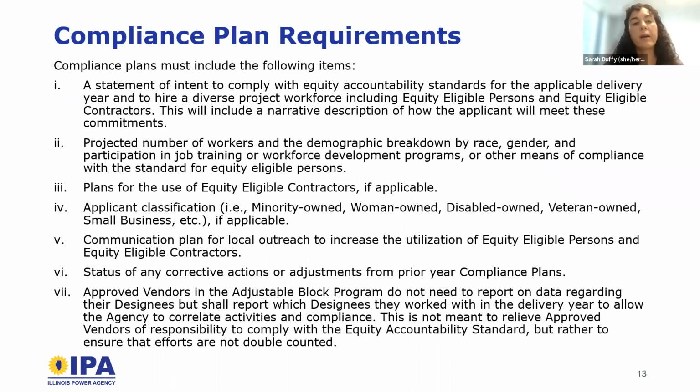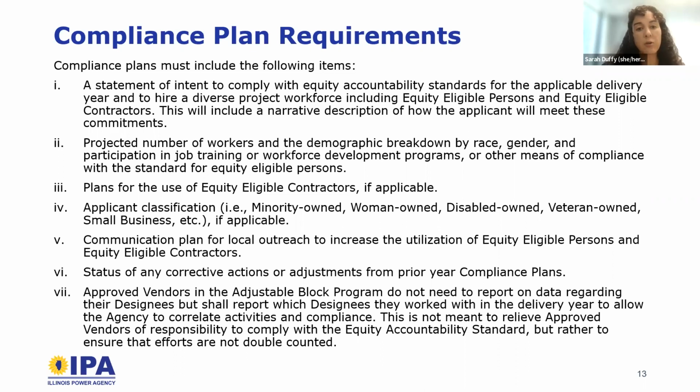So what the compliance plan should include, first, is just a statement affirming intent to comply with the equity accountability or the minimum equity standard. So a statement and a narrative description of how the applicant plans to meet that commitment. We also hope to see some projections based on what you believe your workforce is going to look like in terms of where those equity eligible persons might come from. Whether you plan to use any equity eligible contractors as subcontractors, if the applicant itself is a minority or MWBE or disabled or veteran-owned business.